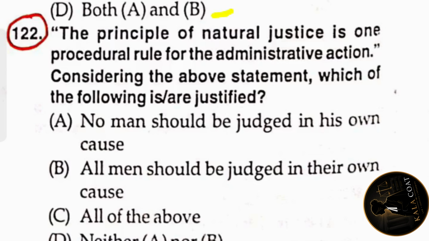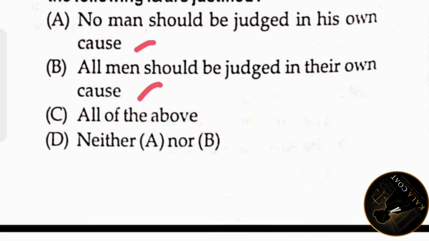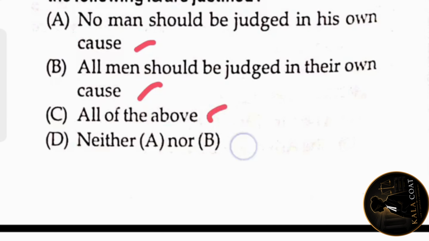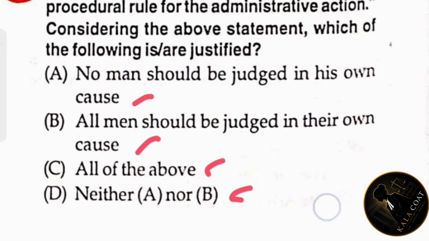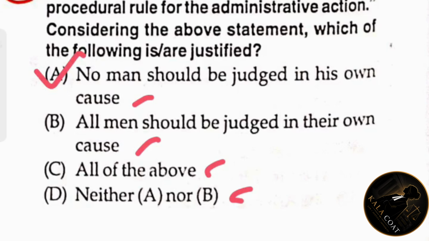Question number 122. The principle of natural justice is one procedural rule for the administrative action. Considering the above statement, which of the following is or are justified? No man should be judged in his own cause. All men should be judged in their own cause. All of the above, neither A nor B. Correct answer is no man should be judged in his own cause. Option A is the right answer.